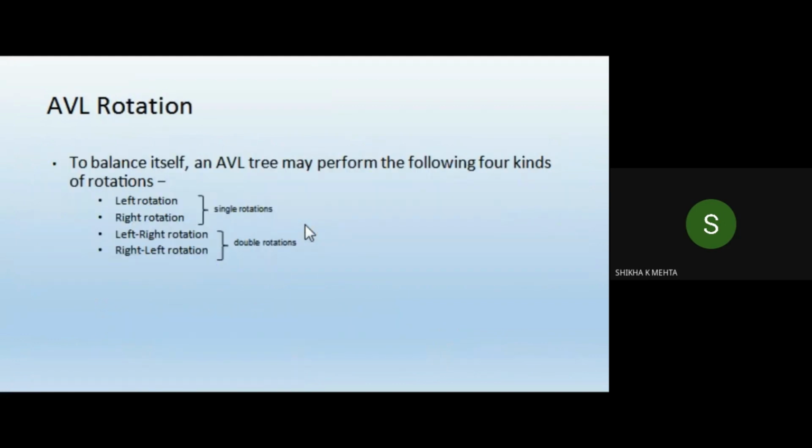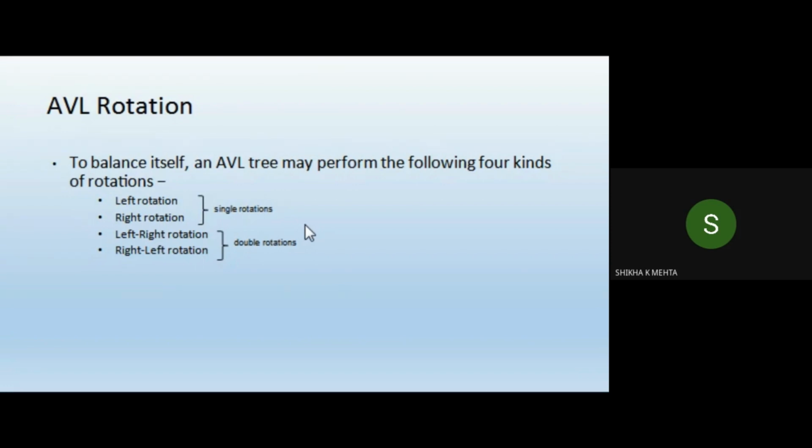In order to balance itself, the AVL tree performs 4 kinds of rotations, and using any of these 4 kinds of rotations, you can balance a binary search tree that is getting unbalanced because of insertion or deletion. We will see examples of these one by one. Left rotation and right rotation are the single rotations. Then we have double rotations, which are performed in a sequence. In the first case, we first perform the left rotation, then the right rotation, and in the second case we perform first right and then left.